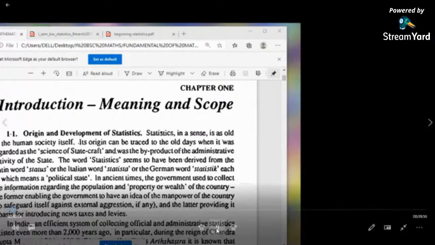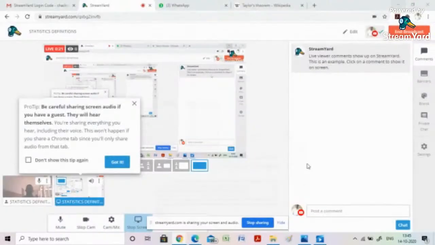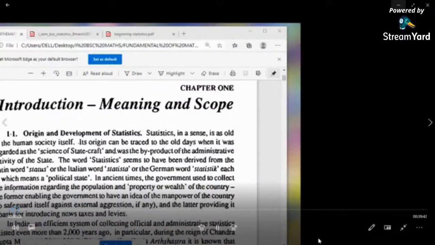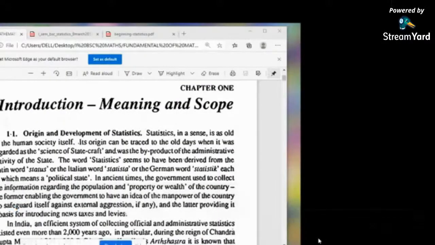Today we are discussing the origin, development, use, etc. of statistics. The word statistics is derived from the Latin word status, or the Italian word statista, or the German word statistik.